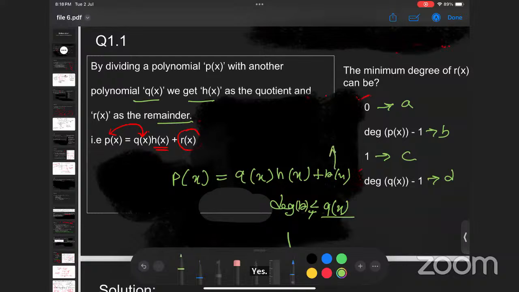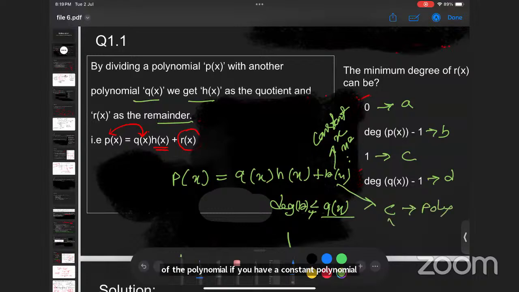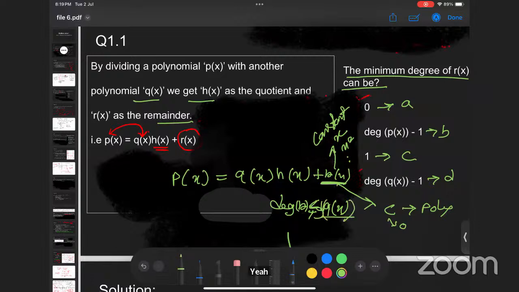This could be a constant also, right? Yes, ma'am. This could be a constant, or something like some x squared, anything it can be. So if we have a constant, what will be the degree of the polynomial? Zero. So here we have to find the minimum degree of R(x). What should be the minimum degree of this R(x)? We have this limit: the degree of R is strictly less than the degree of Q(x).